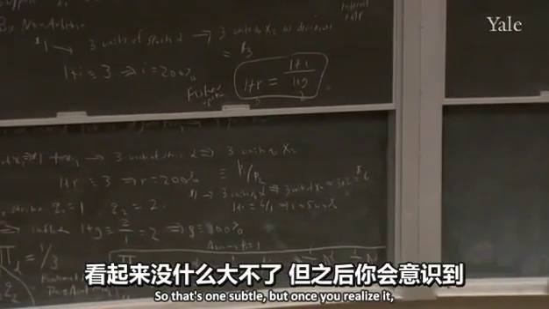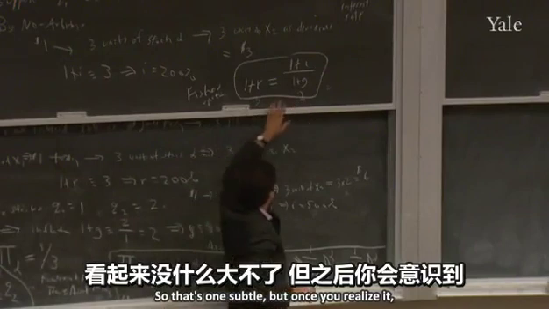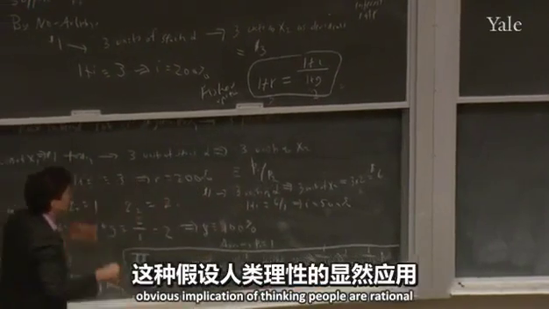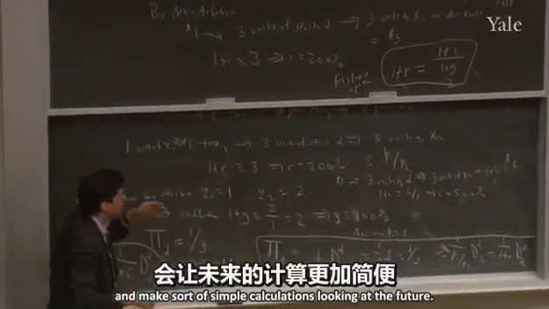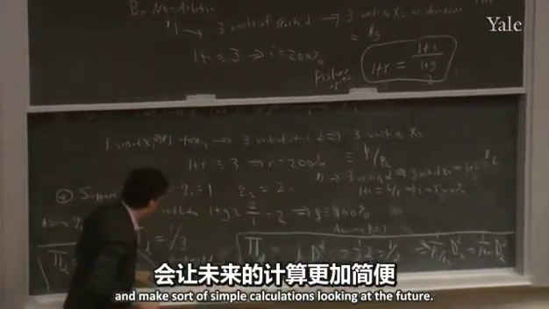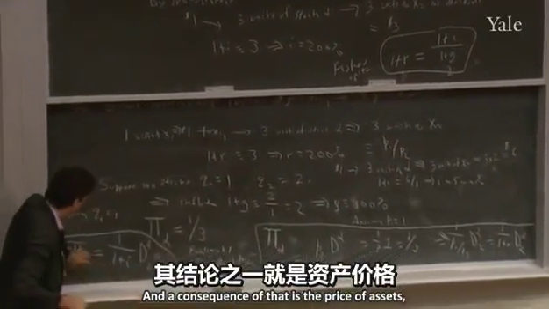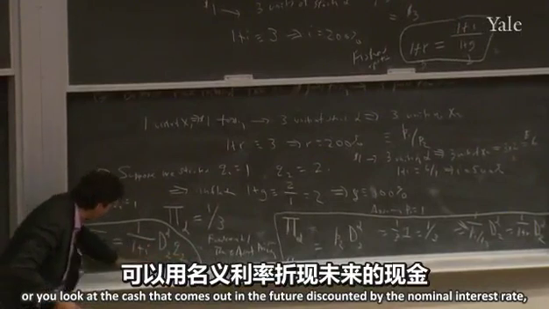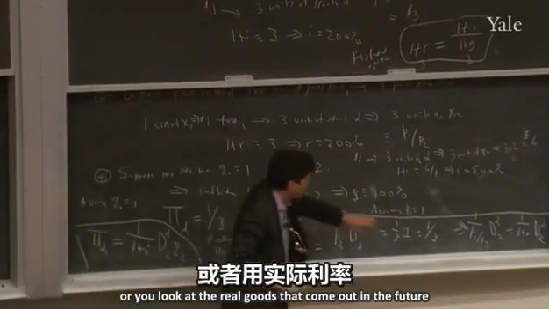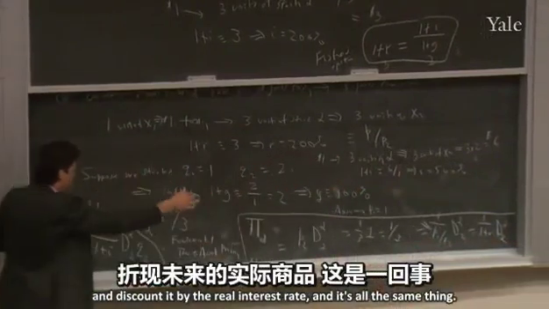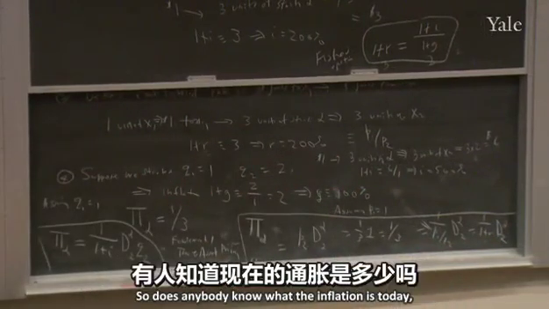Okay, and so that's one subtle, but, once you realize it, obvious implication of thinking people are rational and make simple calculations looking at the future. And a consequence of that is the price of assets. You look at the cash that comes out in the future, discount it by the nominal interest rate, or you look at the real goods that come out in the future and discount it by the real interest rate. And it's all the same thing.